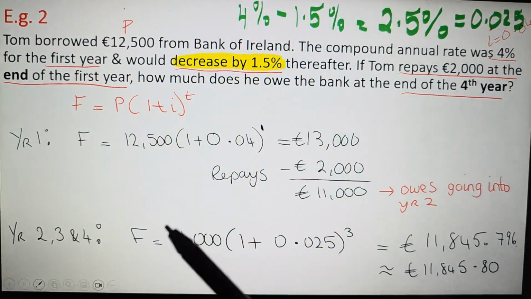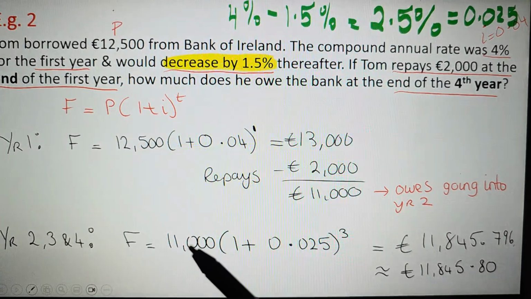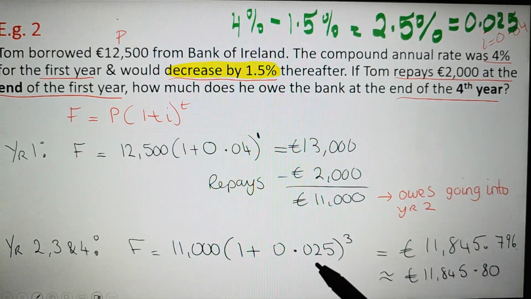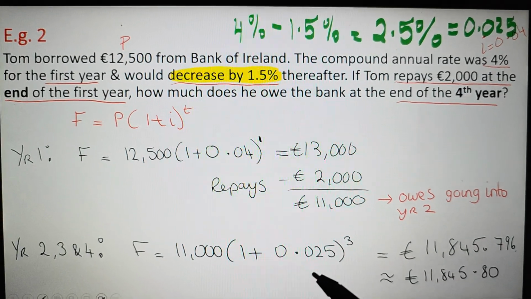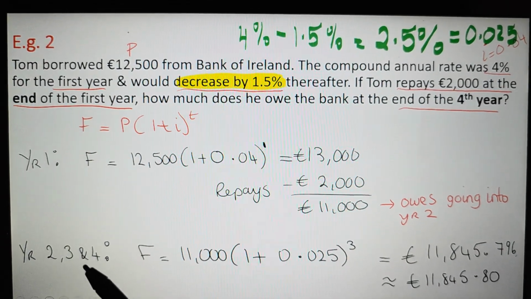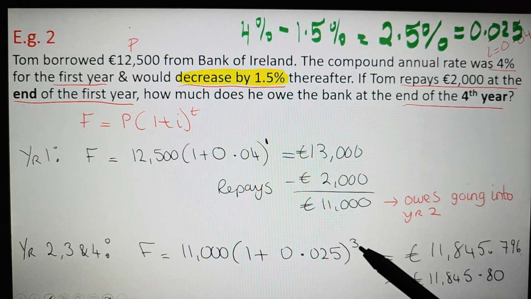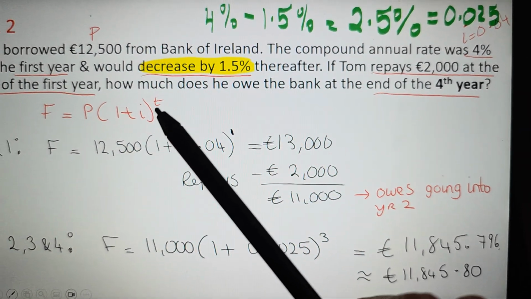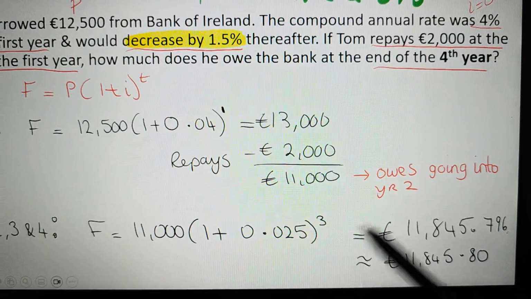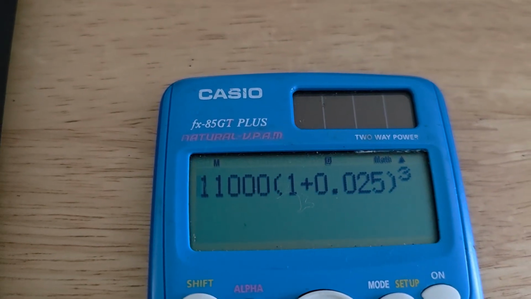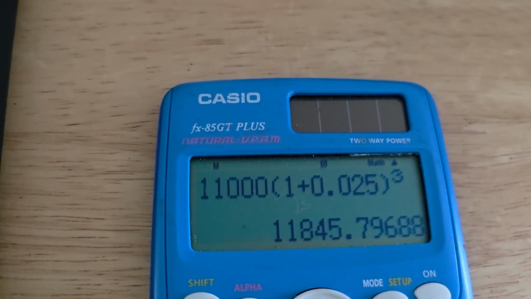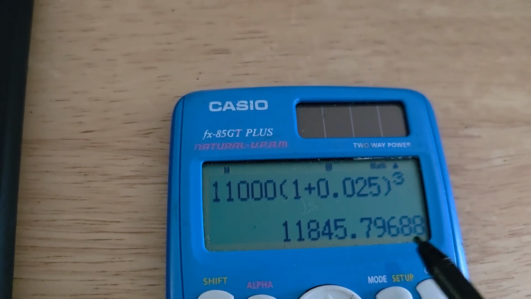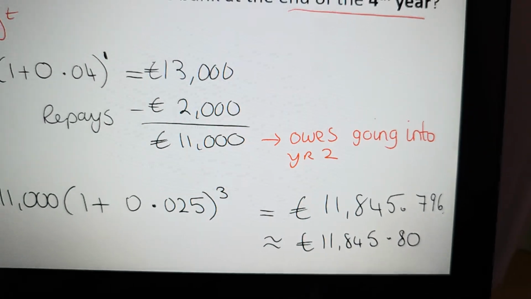At the start of year 2, he still owes €11,000 to the bank. Okay, multiplied by 1 plus, the new interest rate was 0.025 as a decimal. And because we are doing it for years 2, 3, and 4 altogether, I'm doing it for 3 years in total. So a power of 3 on the bracket, and that's based on my formula. You can plug all of that into the calculator. Okay, press equals, and I get back €11,845.79688.